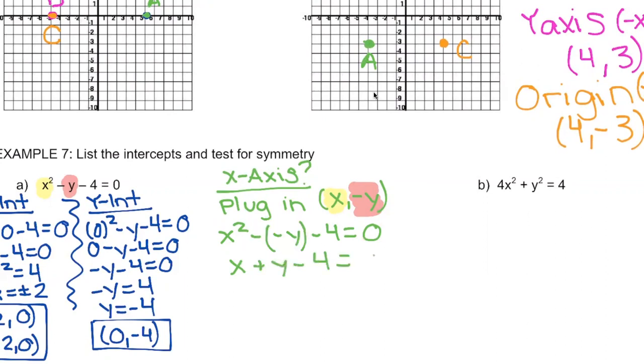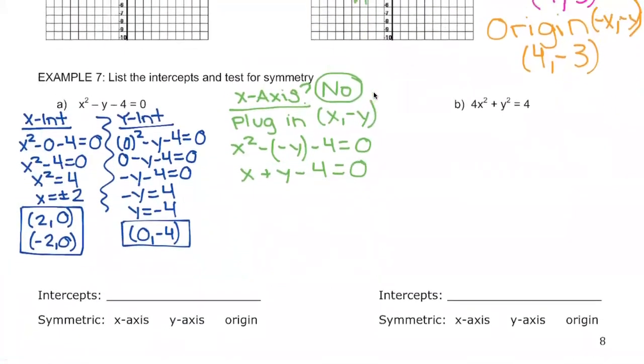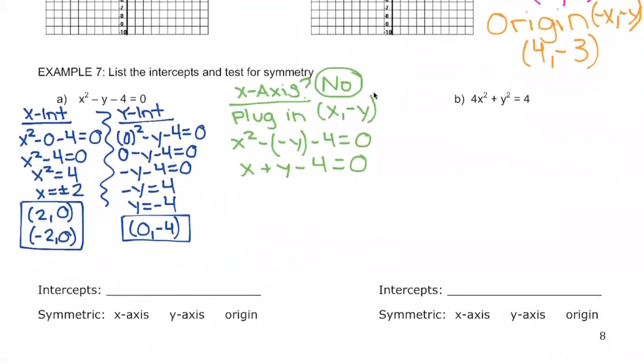So minus negative y ends up being a plus y. So when we look at this, we're looking to see, is this equation exactly the same as this equation? And the answer is no. Notice it says minus y instead of plus y, so it's not the same thing. So is it symmetric among the x-axis? The answer is no. Now we're going to try the next one. So now we're going to try y-axis symmetry.